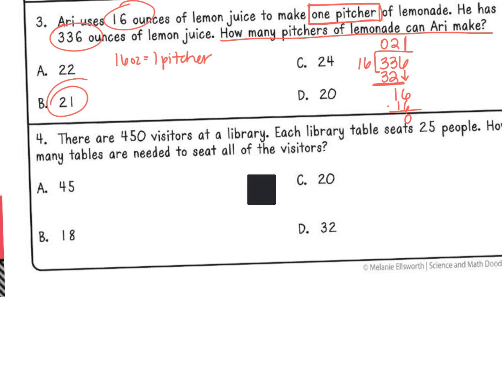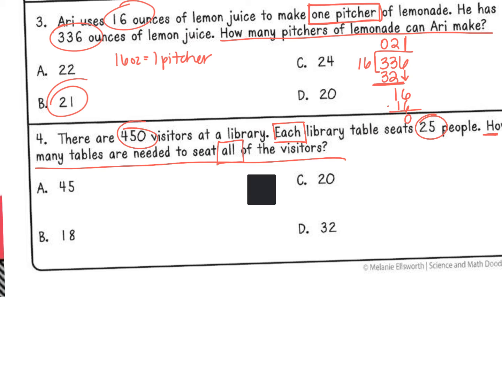Okay, last one, number 4. There are 450 visitors at a library. Each library table seats 25 people. How many tables are needed to seat all of the visitors? How got cut off? Yeah, it did. Okay.